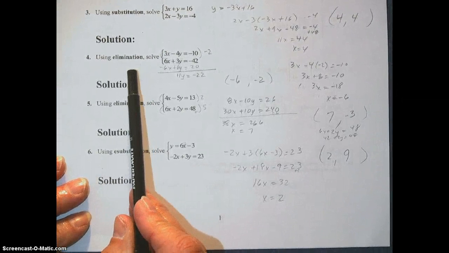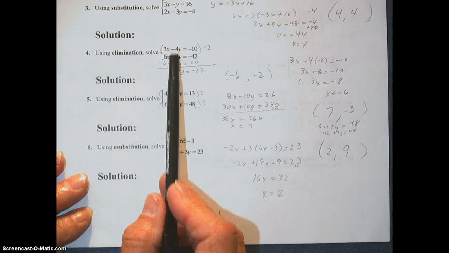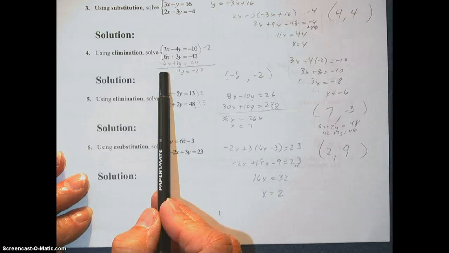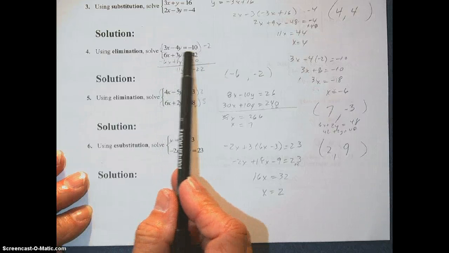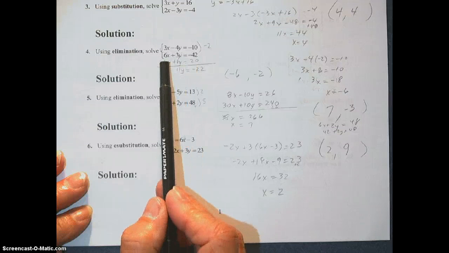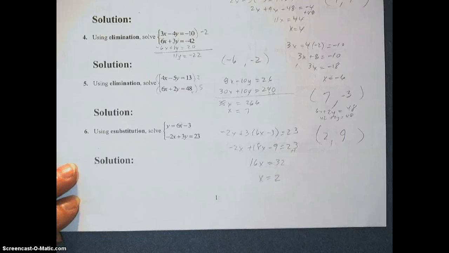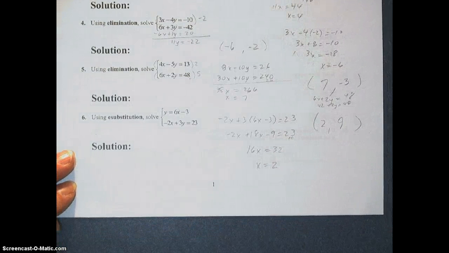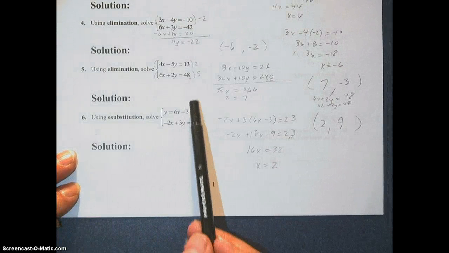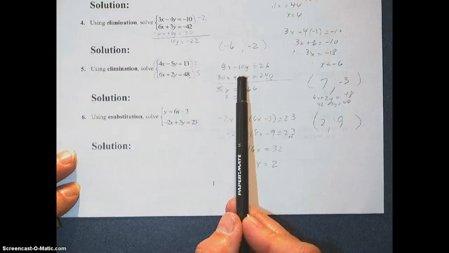In order to solve by elimination, you must have the same variables so they can cancel out. So I multiplied the top row by -2 so that x could eliminate, and then solved for y and x. Number 5, I had to multiply both rows so that I could get the y's to eliminate.